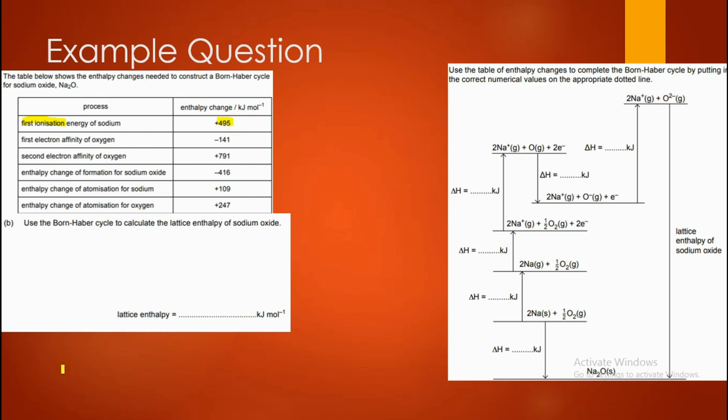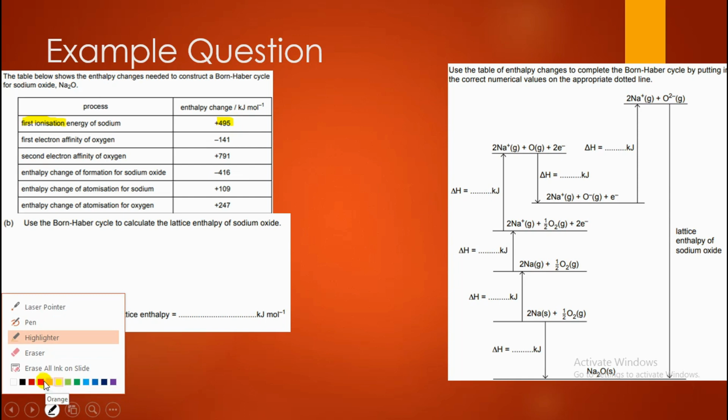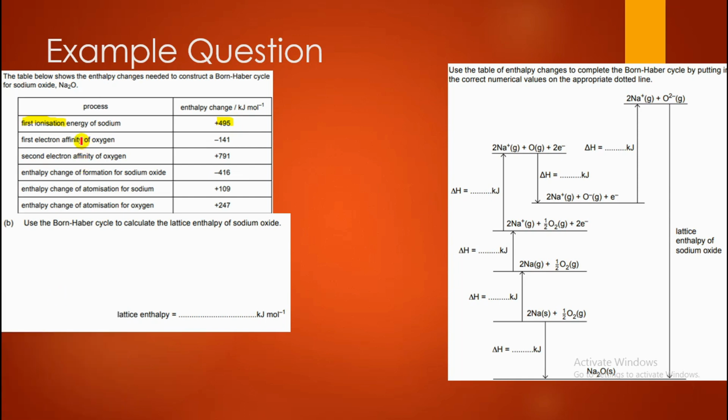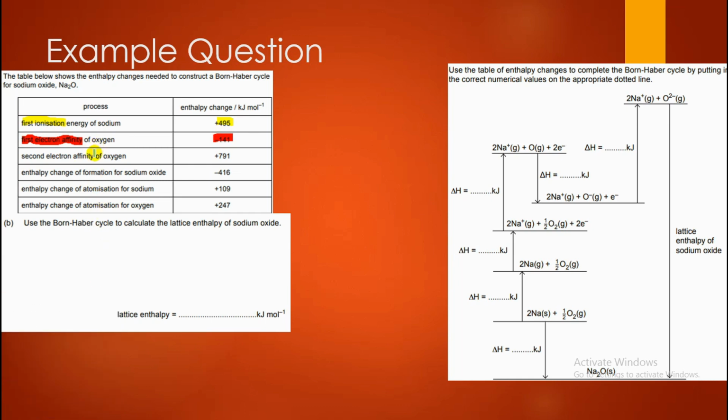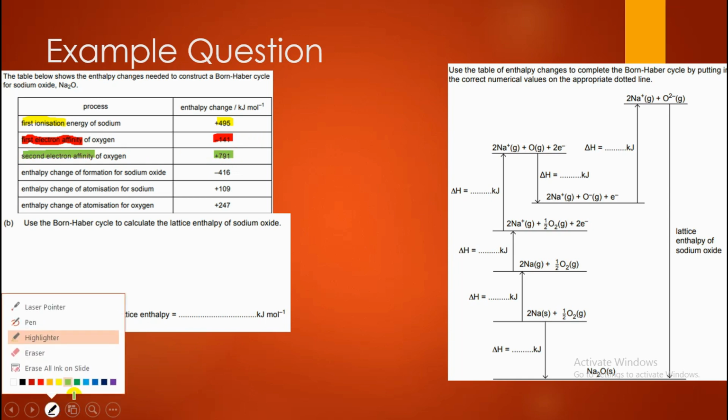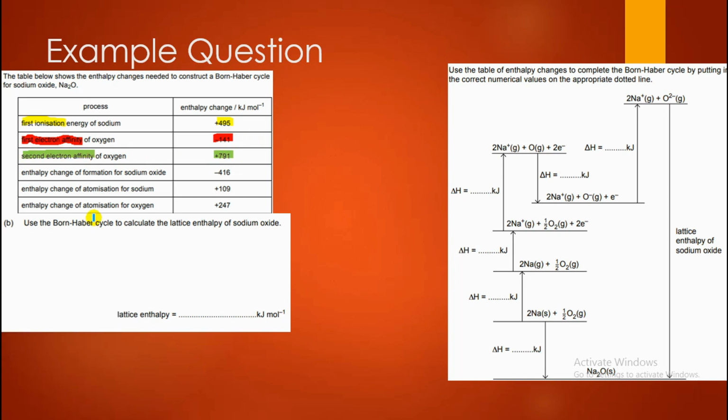Now let's look at the second term we have. First electron affinity, which is also very key for the Born Haber cycle, which gives us minus 141. Next one we have is second electron affinity, which gives us 791. We also have the enthalpy change of formation, which is a year 1 topic, which you should know hopefully, which is minus 416.